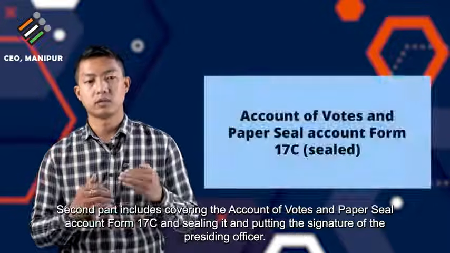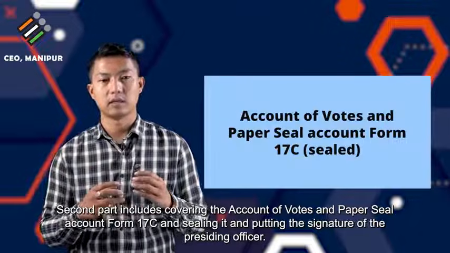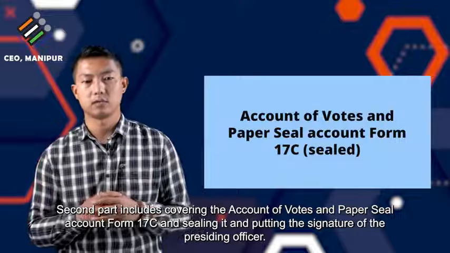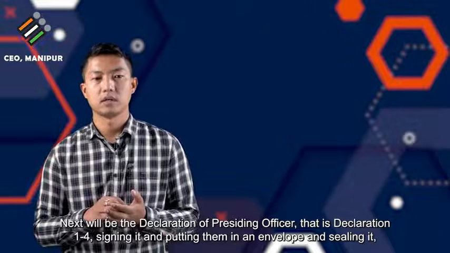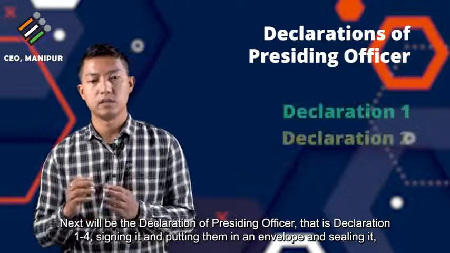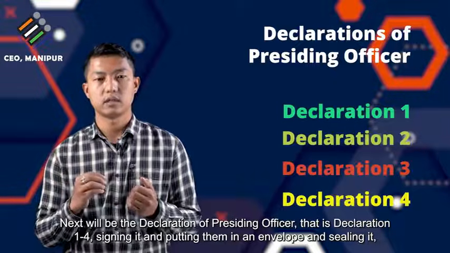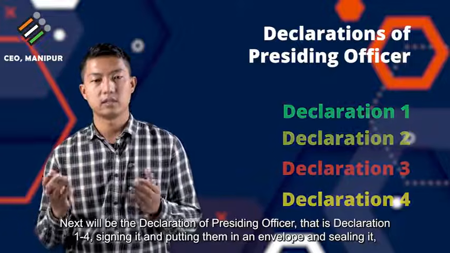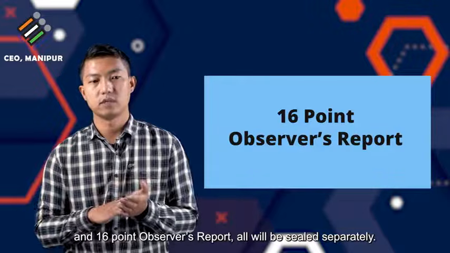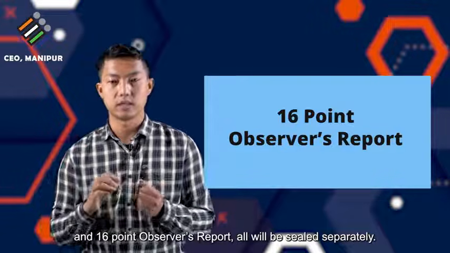The second part includes covering the account of votes and paper seal account, Form 17C, and sealing it and putting the signature of the presiding officer. Next will be the declaration of the presiding officer, that is declaration 1 to 4, signing it and putting them in an envelope and sealing it. Similarly, the presiding officer's diary, visit sheets and 16-point observer's report will all be sealed separately.